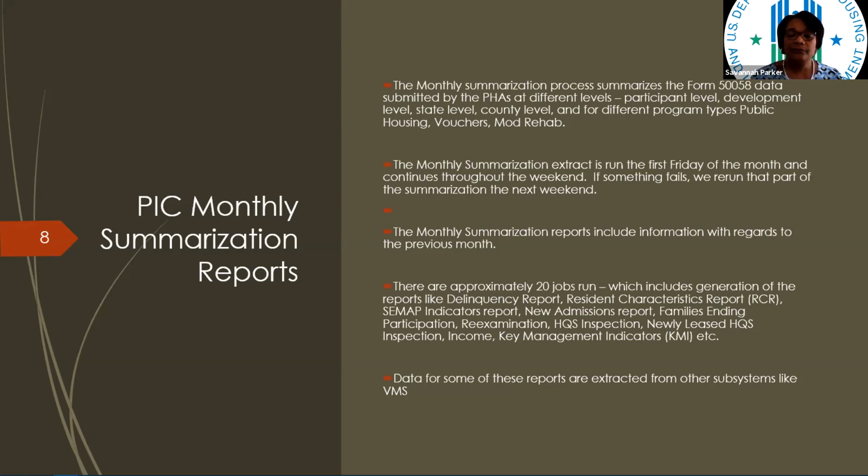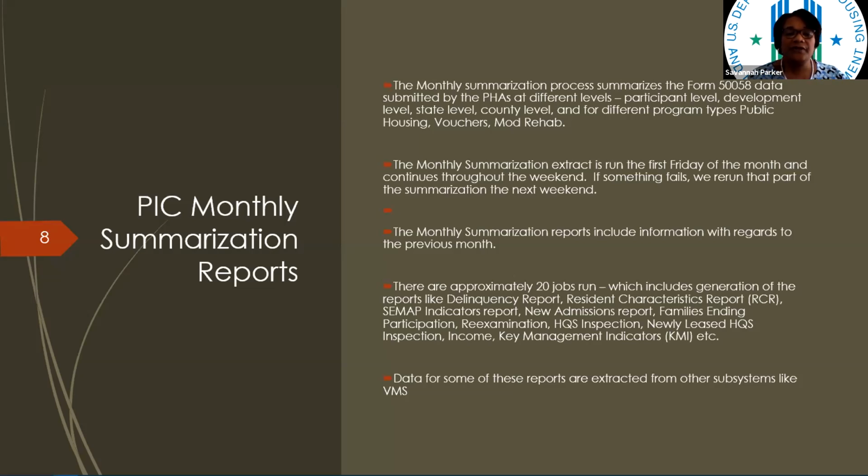So the reports will show anything as of September 30th. If you processed 50058s on October 1st, and you're thinking it should have shown up on the report, you did a new admission or a reexamination or whatever, it's just not going to show until the following month.